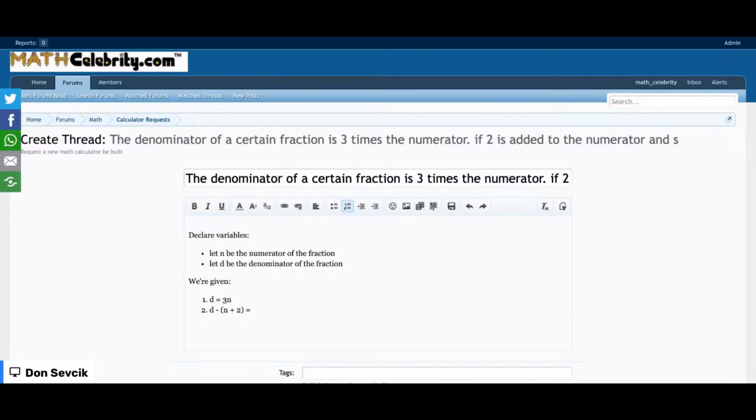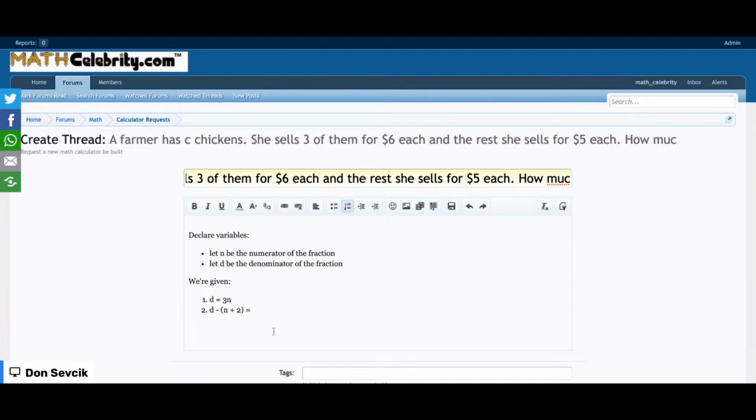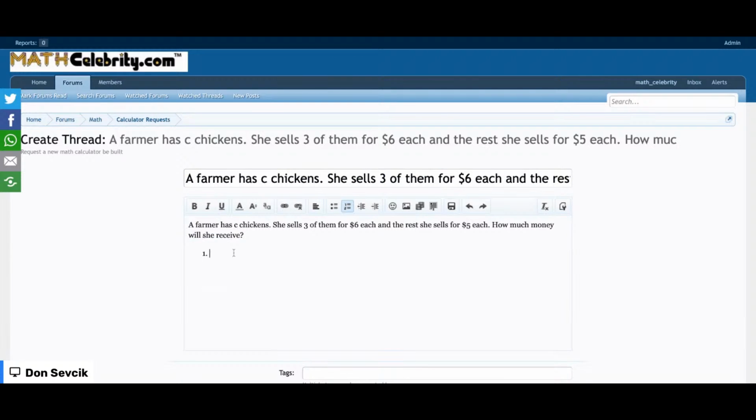Let's see. Let's do this one, because I've seen over the years that sometimes the student doesn't always type it in right. So a farmer has 20 chickens. She sells 3 of them for $6 each, and the rest she sells for $5 each. How much money will she receive? Okay, so 3 chickens at 6 each equals 3 times 6 equals 18. The rest she sells for 5 each.